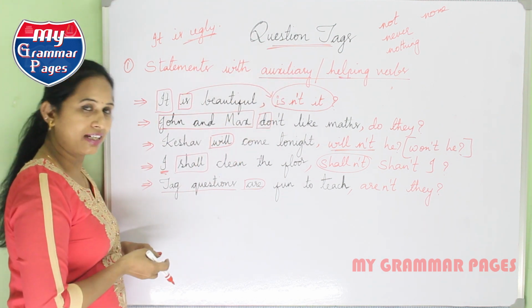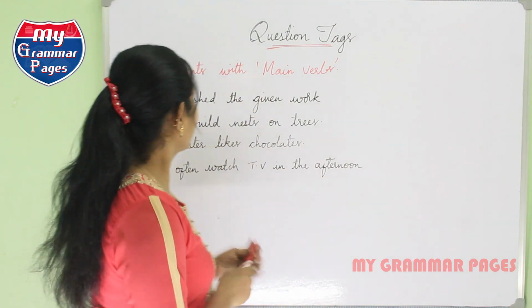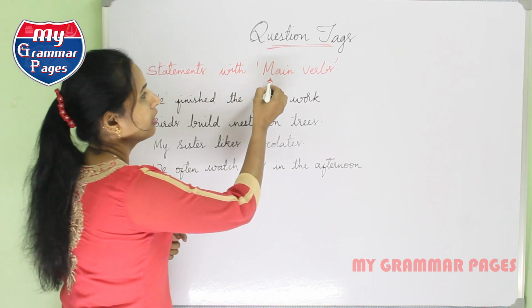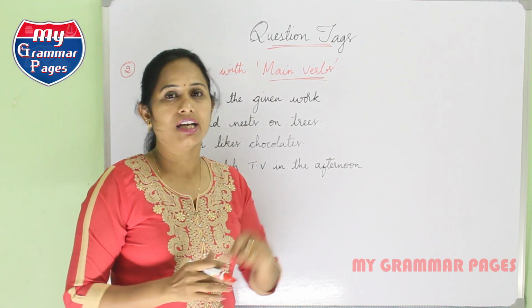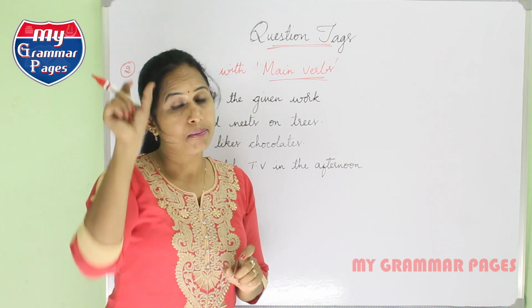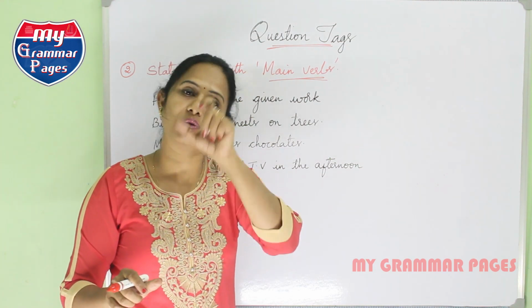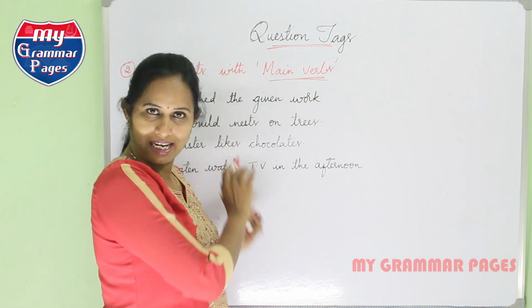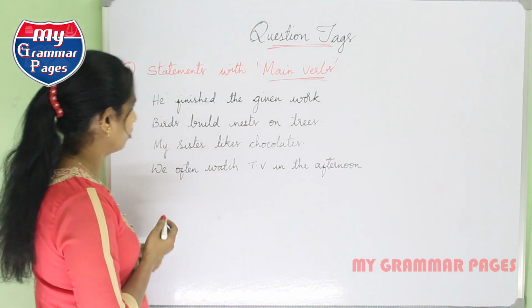Let's move on to the second. Here is the second rule to write a tag when the statement consists of the main verbs. Already we have discussed how to write a tag if the sentence has a helping verb. We are not focusing on the main verb, though it is present in the sentence along with the helping verb. We just focus only on the helping verb. But here there is no helping verb, just a main verb stands in the question. In such cases, what kind of rules have to be followed?